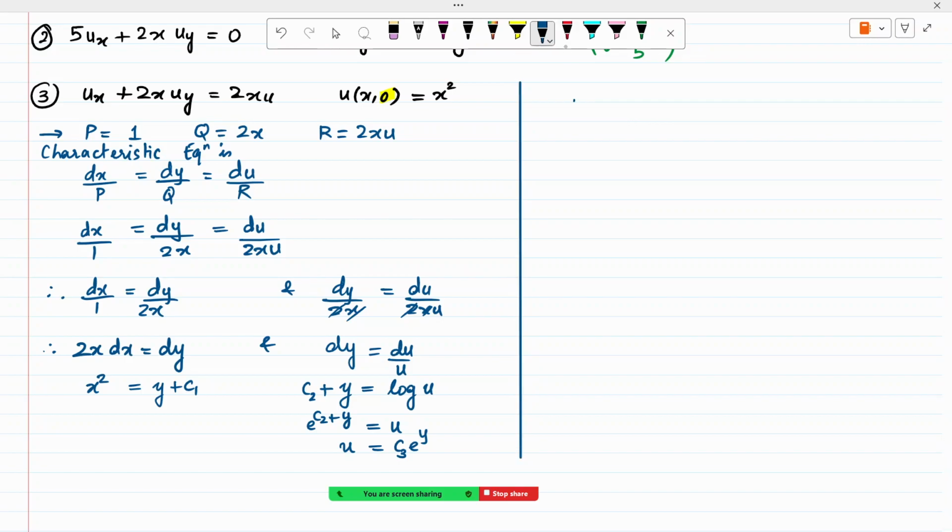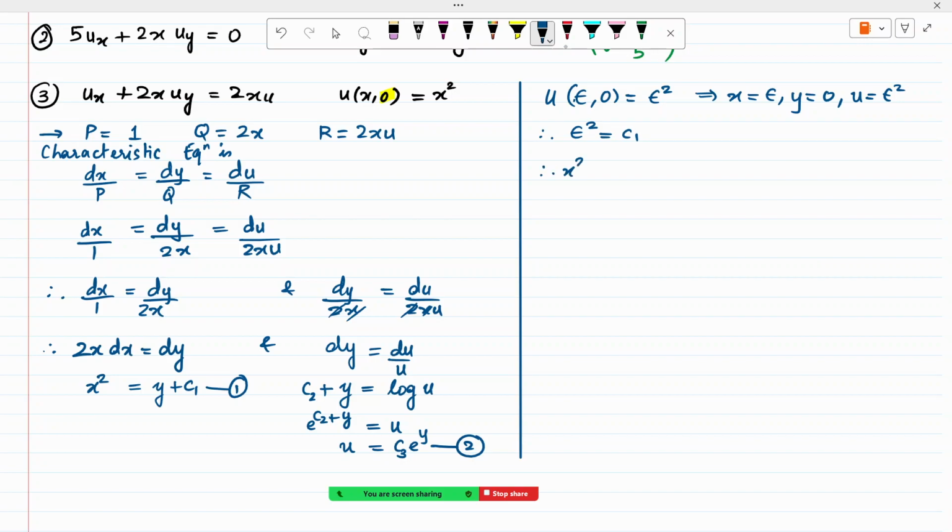Again, like before, we'll fix it at one of the points. So epsilon comma 0 gives me epsilon square, which implies when x is epsilon, y is 0, so u would be epsilon square. These are the values that we will substitute in equation number 1 and equation number 2. So when I substitute these values in equation 1, x square becomes epsilon square, y is 0, and I have c1, so I got the value of c1.